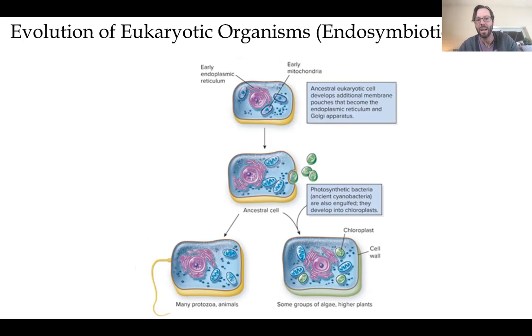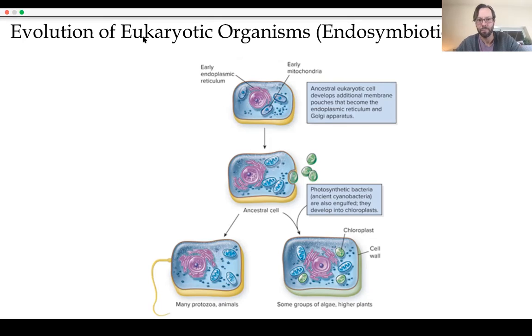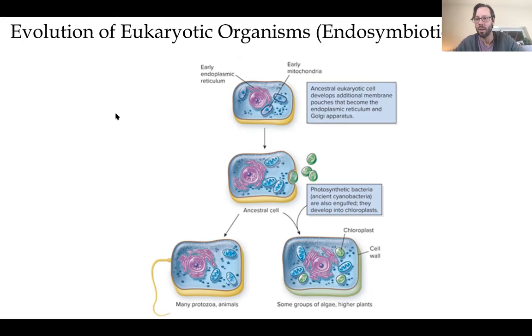Okay, and so that is how it's believed that eukaryotic organisms came into existence by two prokaryotic cells getting together, giving it a whole lot of time to change, and then resulting in a cell that now has these different stations for different functions.